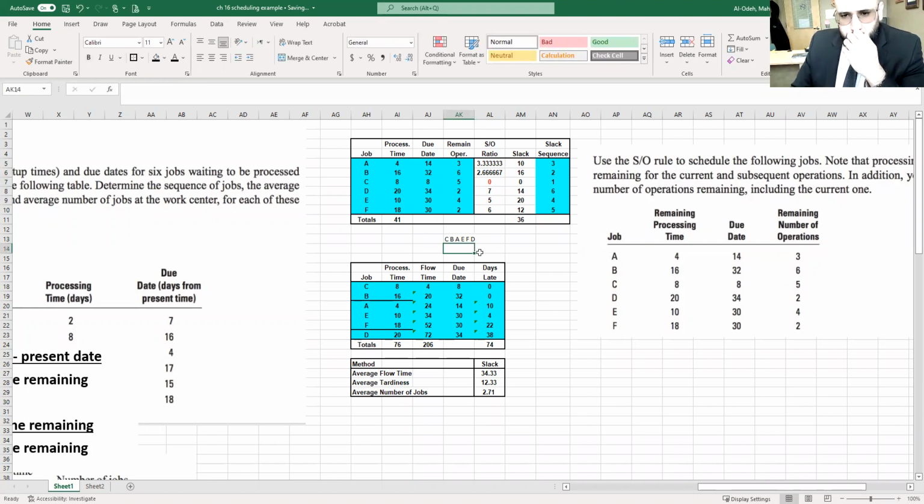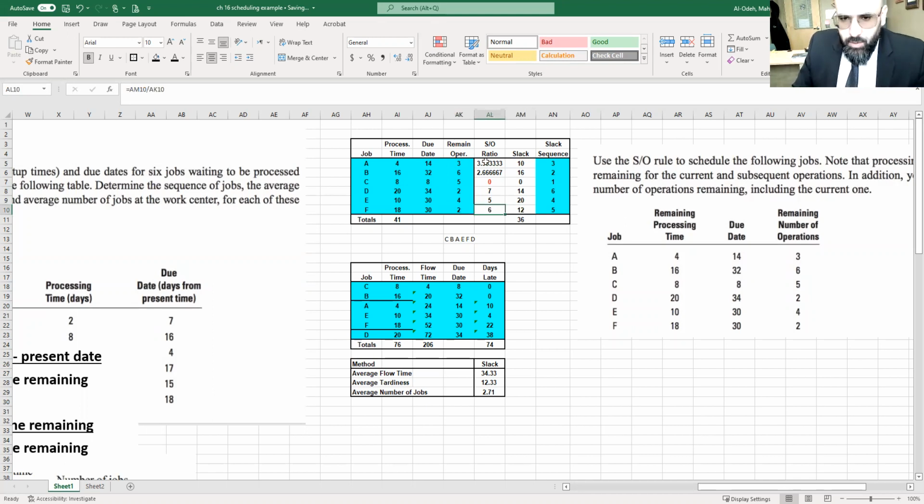Now we're moving on to do the calculation for each one of these, which is dividing the slack time by the number of operations, which is given to us here. So 10 divided by 3, that would be 3.3. 16 divided by 6, that would be 2.6. And 0 divided by 5, that's 0. 14 divided by 2, that's 7. 20 divided by 4, that would be 5. 12 divided by 2, that would be 6.